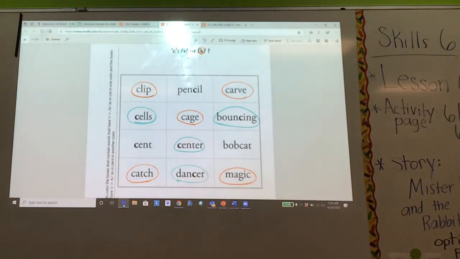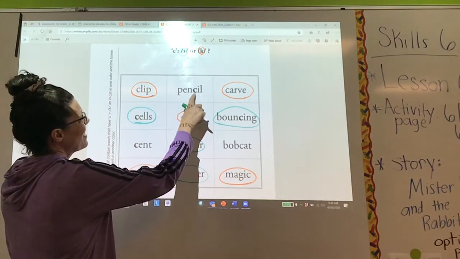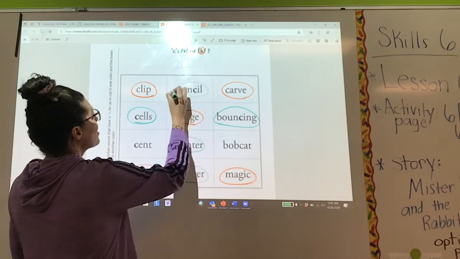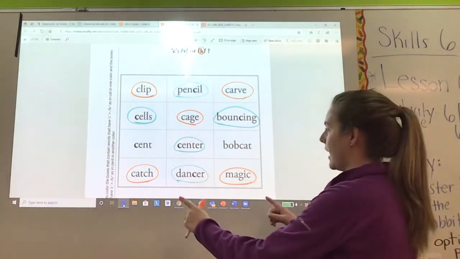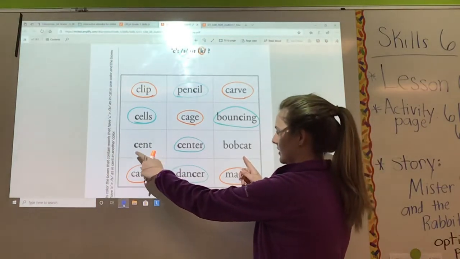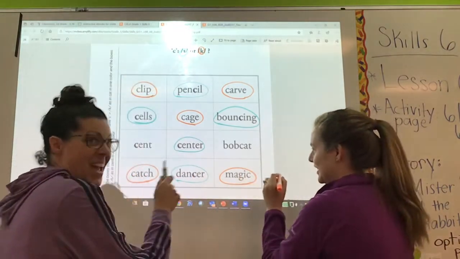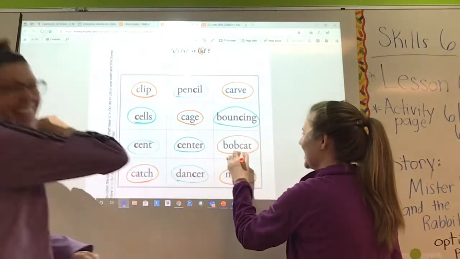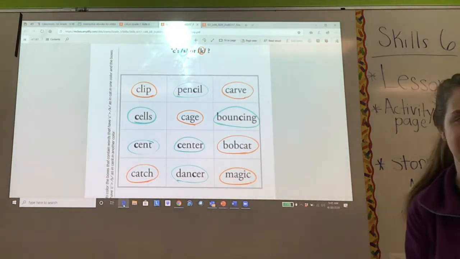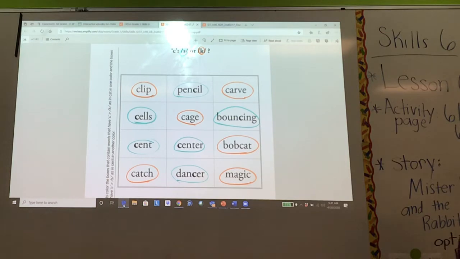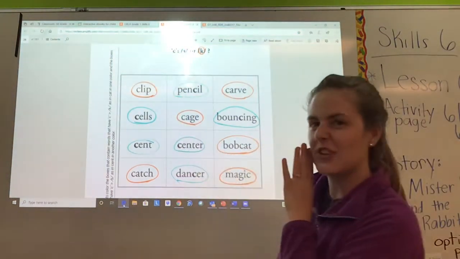Okay, look at this. I see 2 things I can write with. A pen and a pencil. Pencil. The C says S. Well, there's only 2 of them left. Should we do it on 3? 1, 2, 3. Yay! Hopefully that's what you found too. Scent. Bobcat. And if you were playing like bingo, we just won.